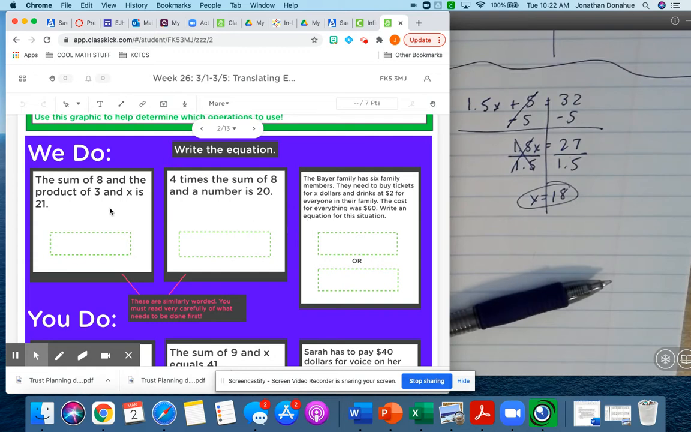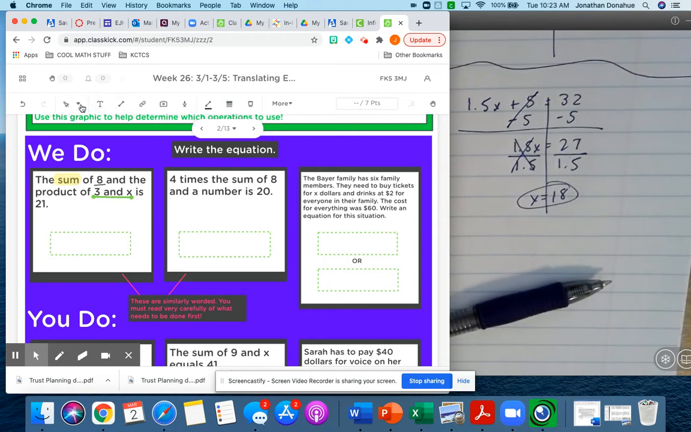All right, let's start with the first one. It says, the sum of 8 and the product of 3 and x is 21. There were a lot of words that just came out. Let's read that a little bit slower. First off, it says the sum. In all situations, the sum means we're going to be adding 2 things. So we're adding 8 and the product of 3 and x.